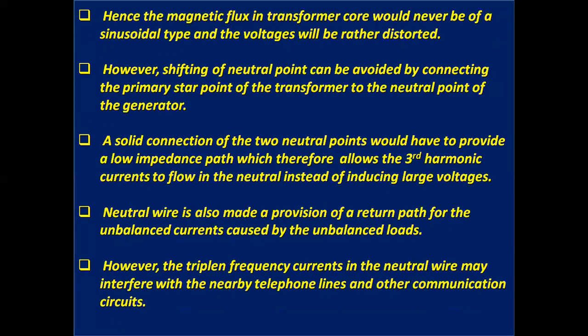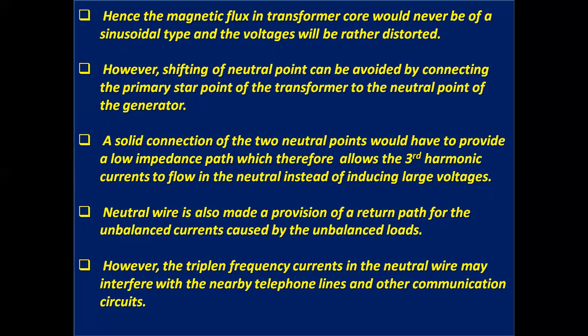Shifting of the neutral point can be avoided by connecting the primary star point of the transformer to the neutral point of the generator. A solid connection of the two neutral points provides a low impedance path, which therefore allows the third harmonic currents to flow in the neutral instead of inducing large voltages.